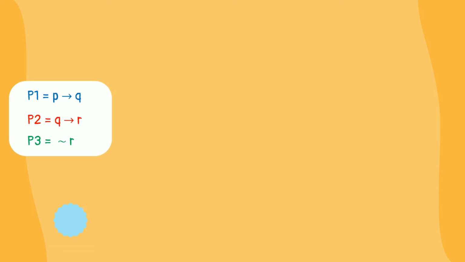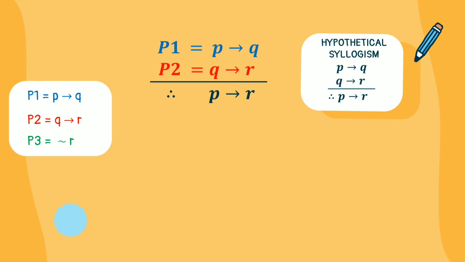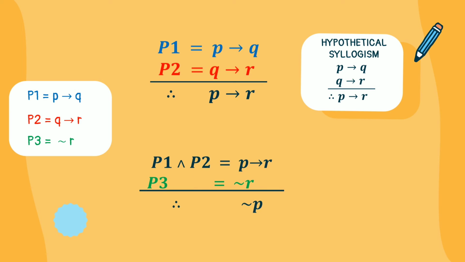Okay, we start from the first premise and second premise. Looks like the rule of syllogism, right? Yes, in syllogism, if P then Q, and if Q then R, therefore if P then R. Next, we check that statement with the third premise. If P then R and not R, therefore not P.